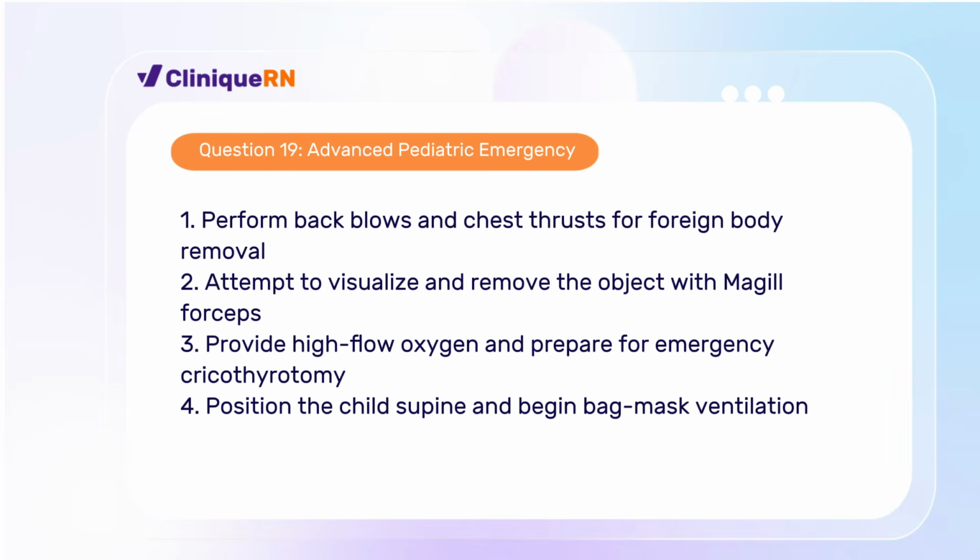1. Perform back blows and chest thrusts for foreign body removal. 2. Attempt to visualize and remove the object with McGill forceps. 3. Provide high-flow oxygen and prepare for emergency cricothyrotomy. 4. Position the child supine and begin bag mask ventilation.